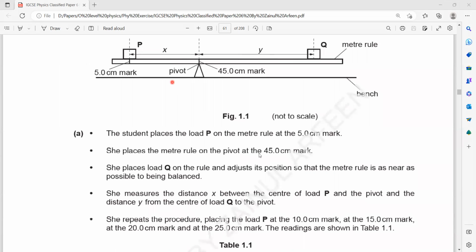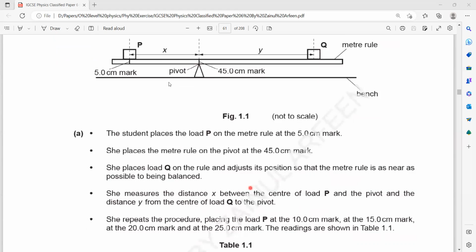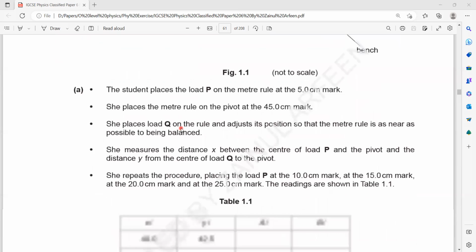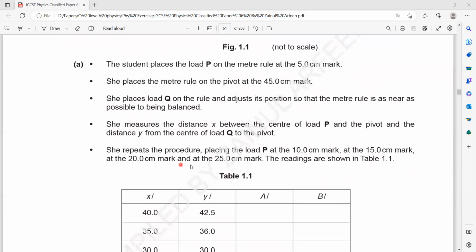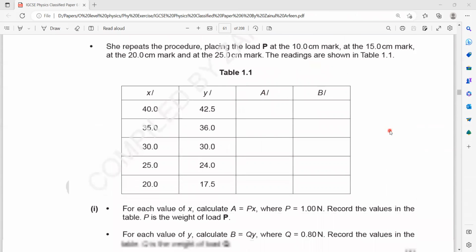She measured the distances X and Y, between the center of P and the pivot and between the center of Q and the pivot. She repeats the experiment: first she placed P at 5, then she placed P at 10, then 15 and so on, till 20 centimeter, 25 centimeter. The readings are shown in the table.